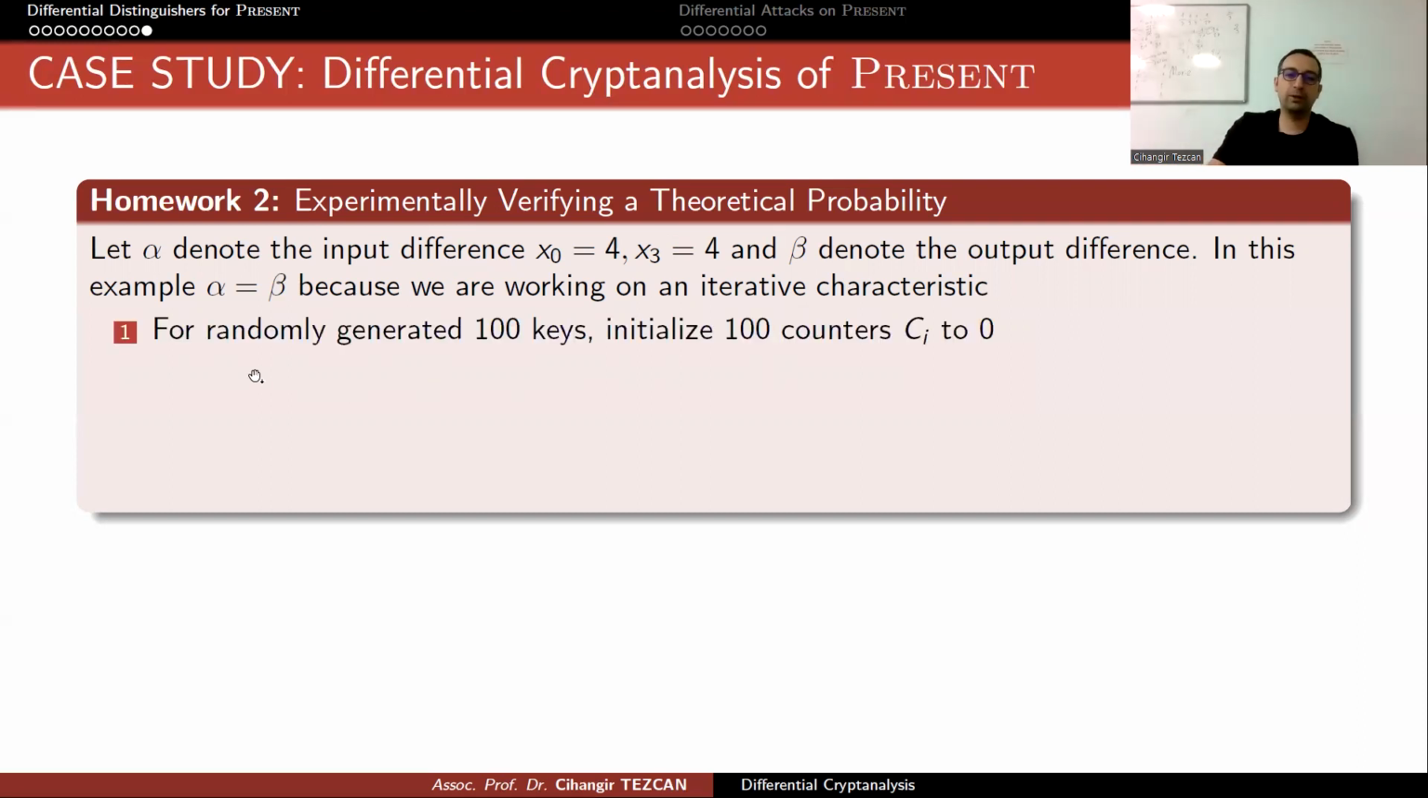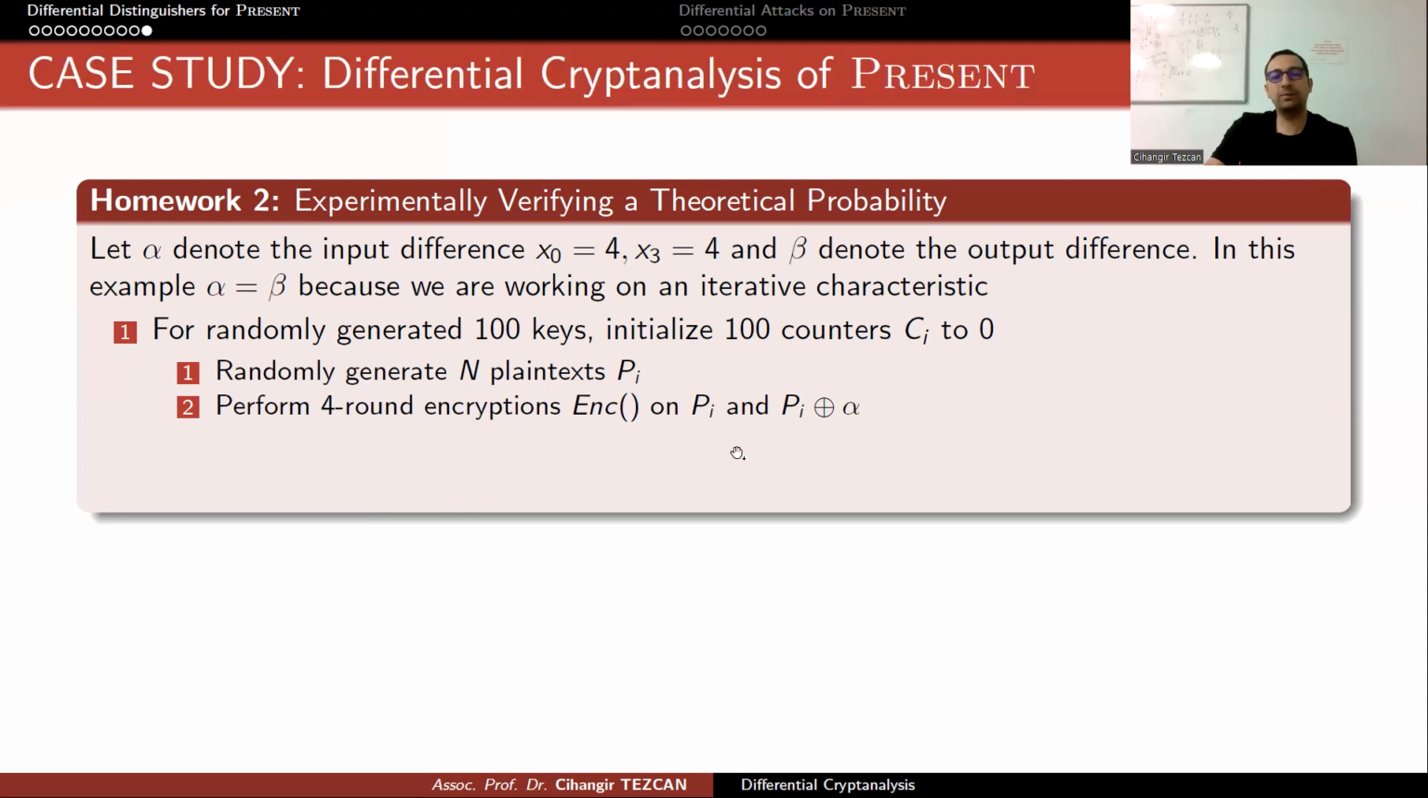So you can do the following: randomly generate 100 keys. Then initialize 100 counters for these keys. Randomly generate n plaintext pairs, n will be your choosing. Actually, it also depends on your computational power. Perform 4 round encryptions on p_i and p_i XOR alpha, because these are the pairs. Increase the counter c_i if the encryption of p_i XOR the encryption of p_i XOR alpha equals beta, which is also alpha in our example.